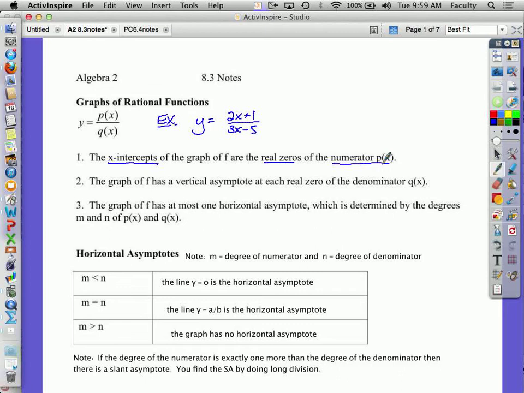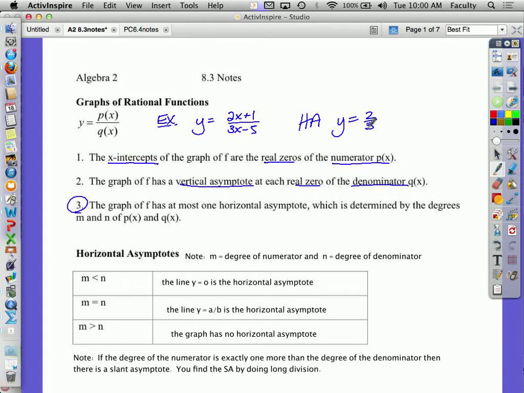Number 2, though, we do end up setting the denominator equal to 0, but that's the vertical asymptote. And so this is what we've already known. Number 3, what's going to be new for us is how you determine the horizontal asymptotes. What we saw yesterday is if the degrees were equal, like I did in this example, we said the horizontal asymptote is y equals 2/3. Well, the degrees are not always equal. So here's what we're going to do.